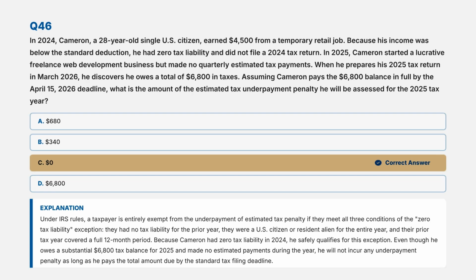Even though he owes a substantial $6,800 tax balance for 2025 and made no estimated payments during the year, he will not incur any underpayment penalty as long as he pays the total amount due by the standard tax filing deadline. Great, let's continue to question 47.